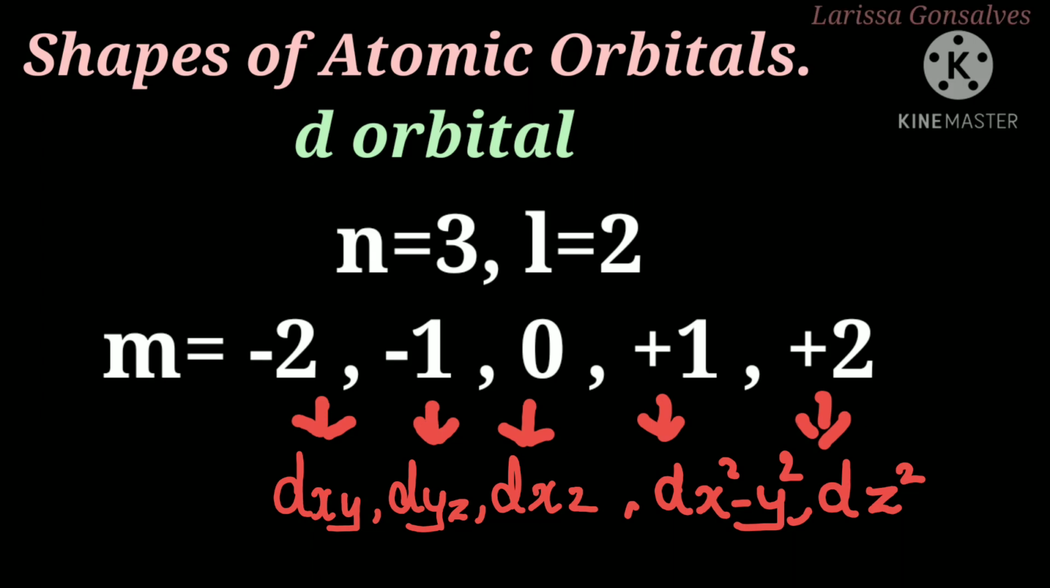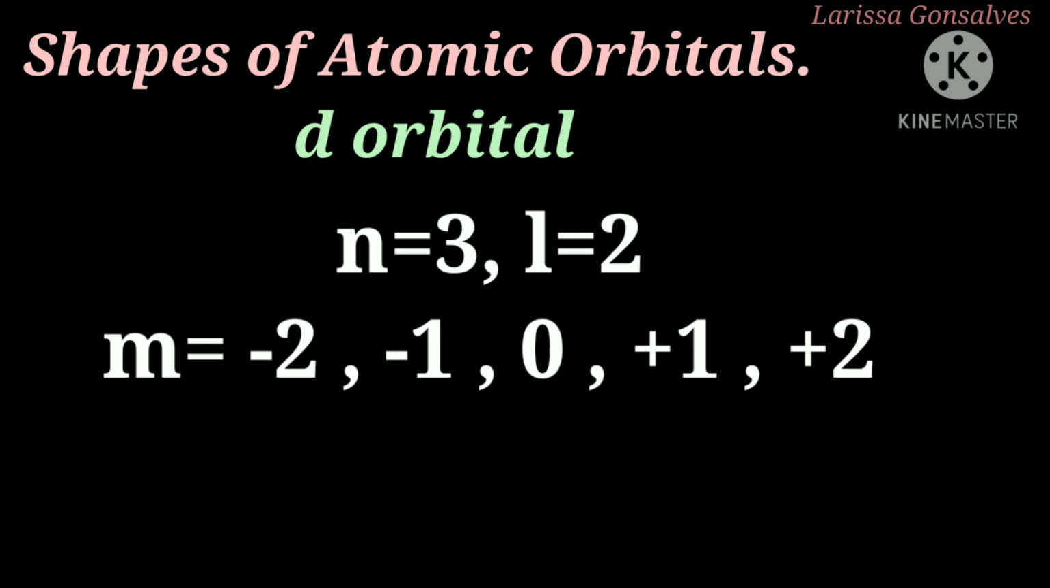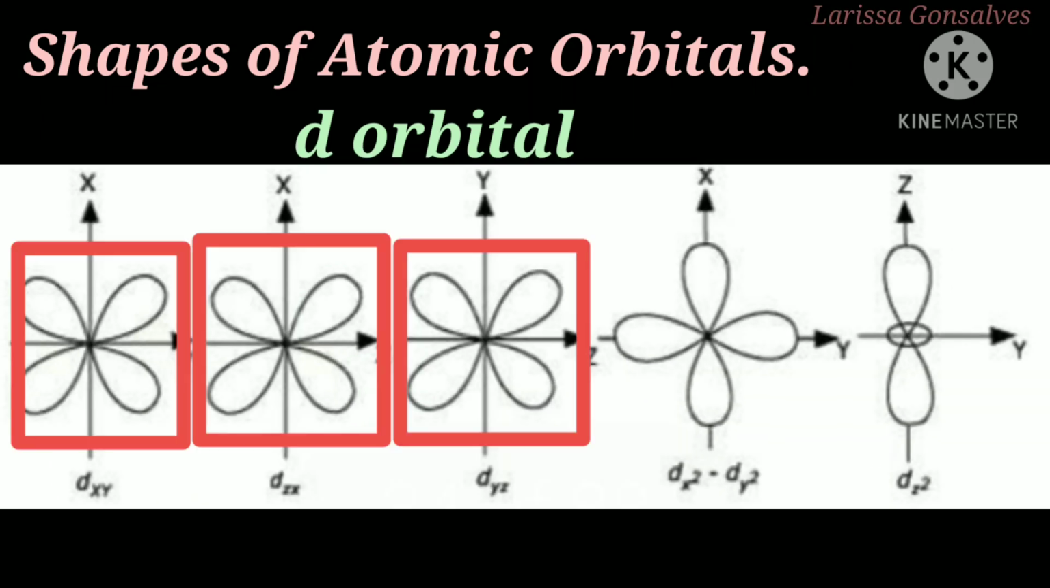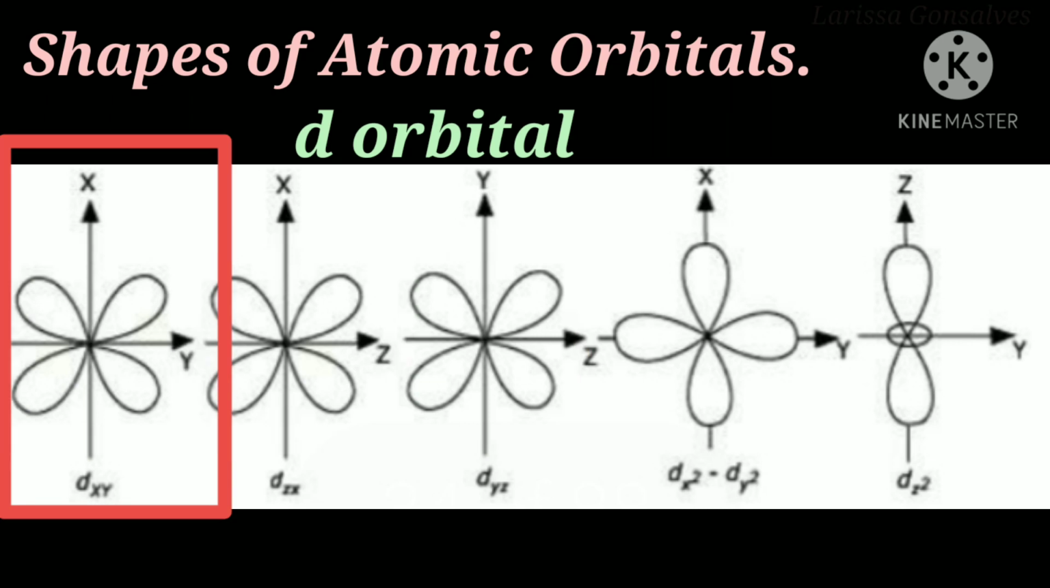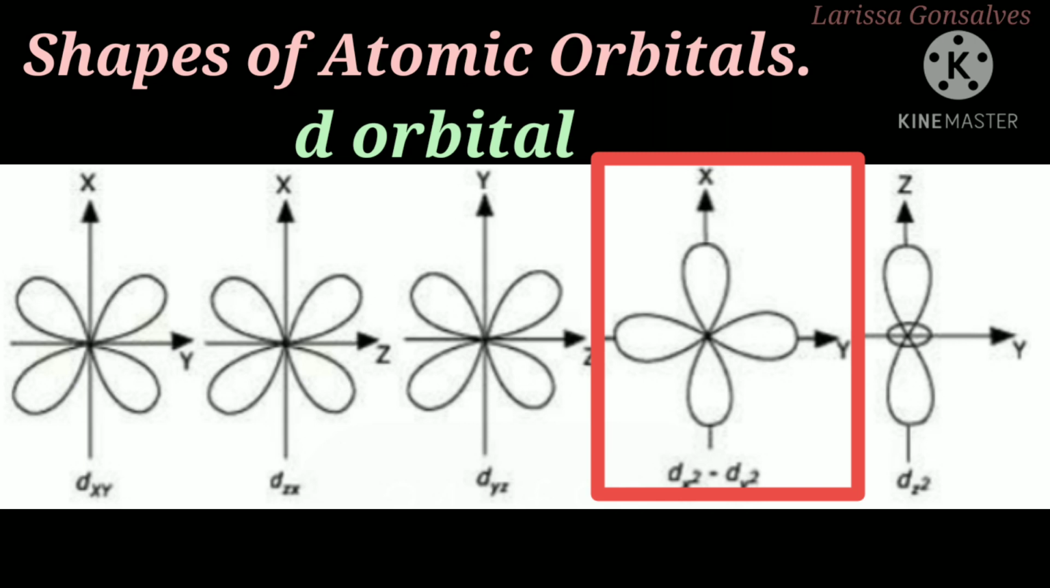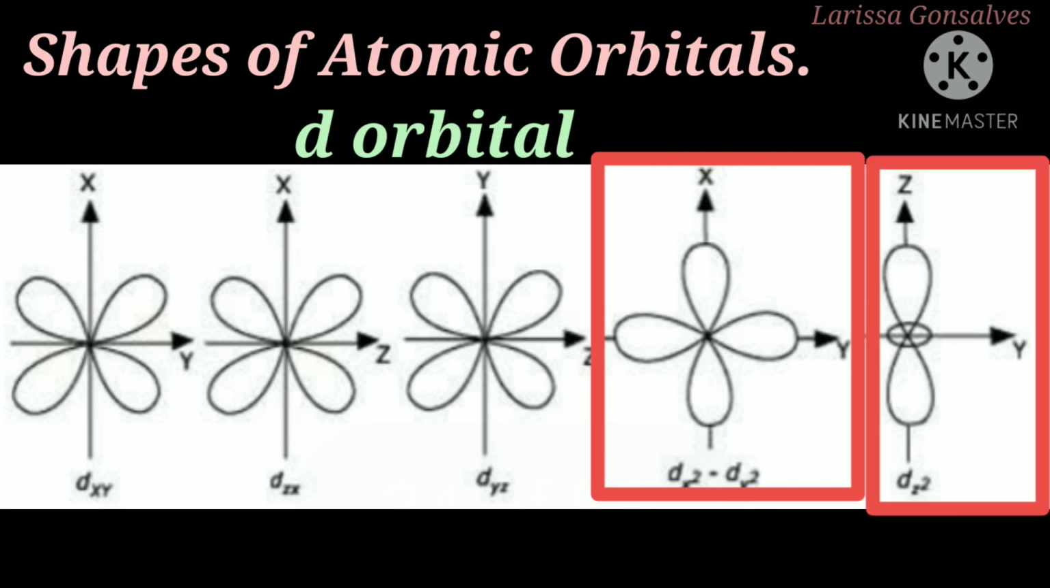All the orbitals except dz² orbital have double dumbbell shape. Each d orbital has 4 lobes which are separated by 2 nodal planes. In case of dxy, dyz and dxz orbitals, lobes are present in between the corresponding axes. For example, in dxy orbital, the lobes will be present in between x and y axis. However, in case of dx² − y² and dz², the lobes are present along the axis.